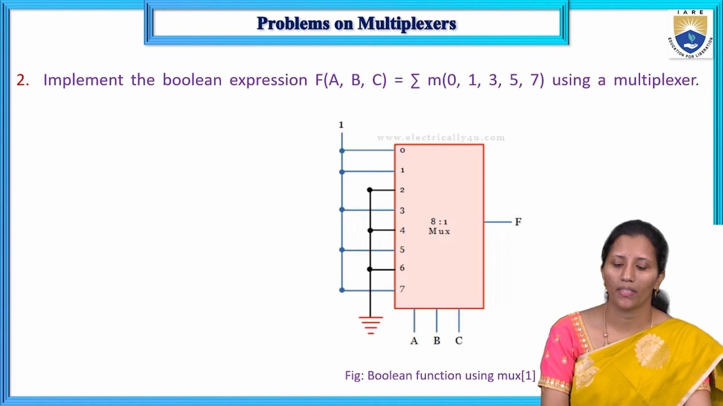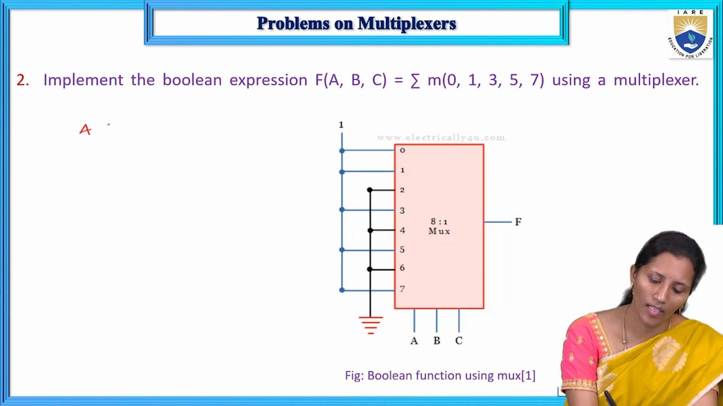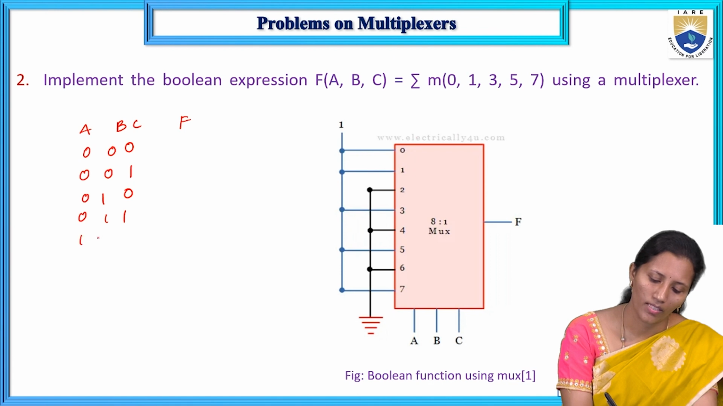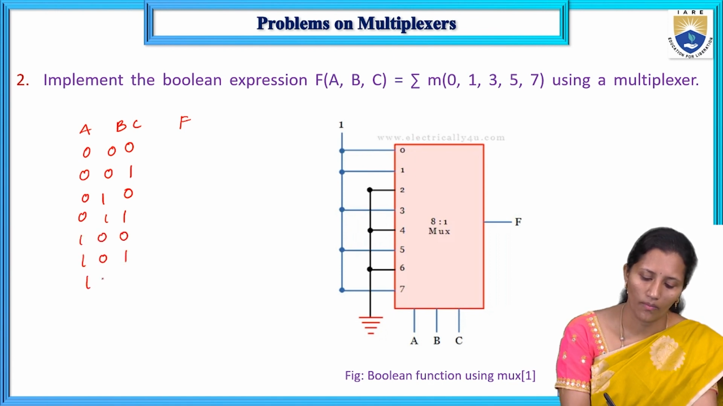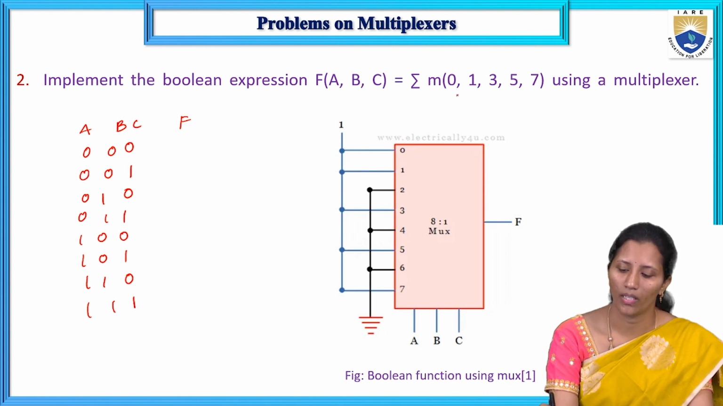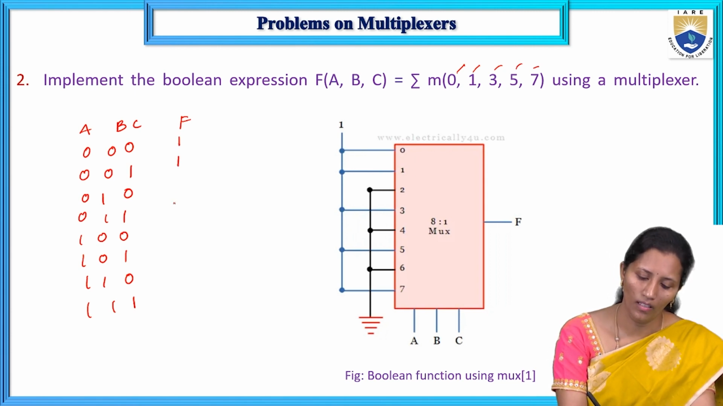Here is another example: implement the Boolean expression f(a, b, c) = sigma m(0, 1, 3, 5, 7). In this also, we have A, B, C as inputs and F is the output. So the combinations are 000, 001, 010, 011, 100, 101, 110 and 111. For this input combination, the output is 1 for 0, 1, 3, 5, 7. So for 0, 1, 3, 5, 7, the output is 1.